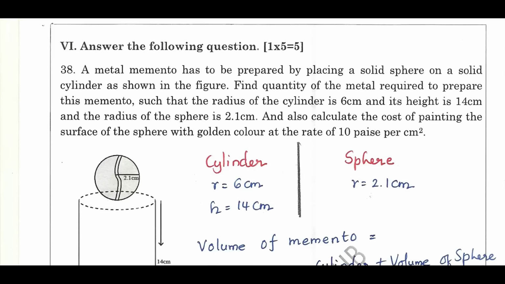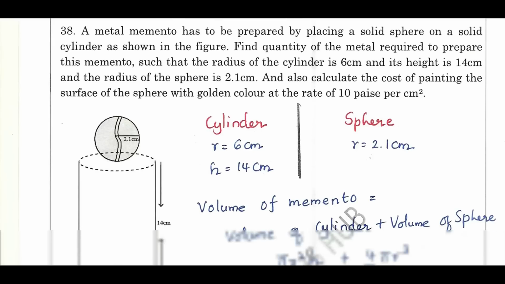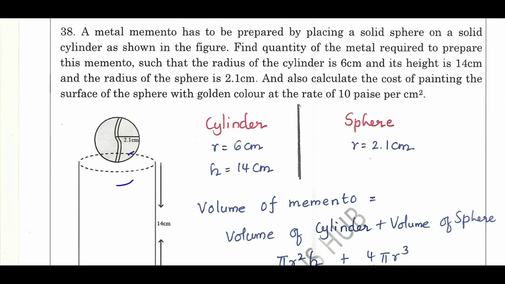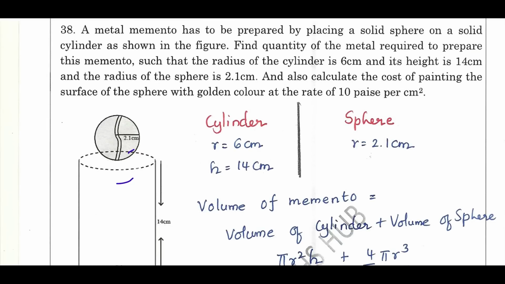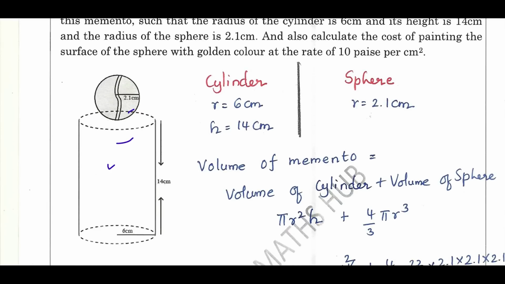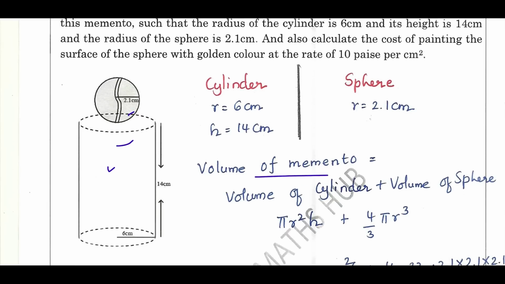The last question, 38th question, for 5 marks. This time you can expect a 5 marks question based on surface areas and volumes or the 5 marks theorem. A metal memento has to be prepared by placing a solid sphere on a solid cylinder. We have to find the quantity of metal required to prepare this memento. That means we need to find the volume of the memento.